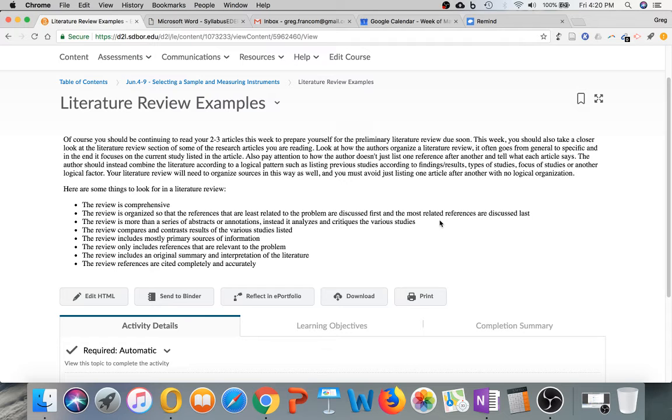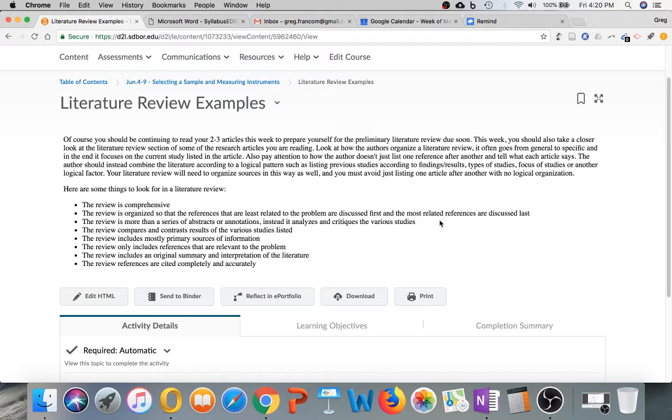and includes an original summary and interpretation of the literature. So that one's important too. It's not just what other people say, but you are going to say what other people say as well. You're going to say, here are the studies, list those out, and then you're going to have some kind of a summary or interpretation at the end saying, hey, this is generally what the research says on this subject then.